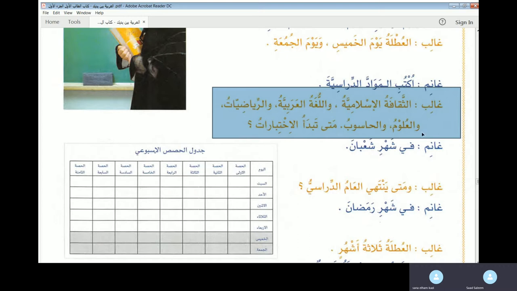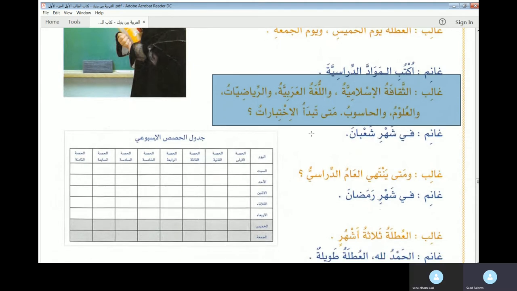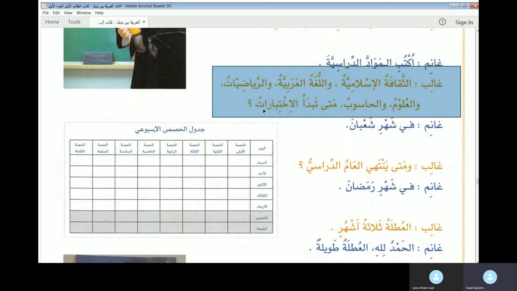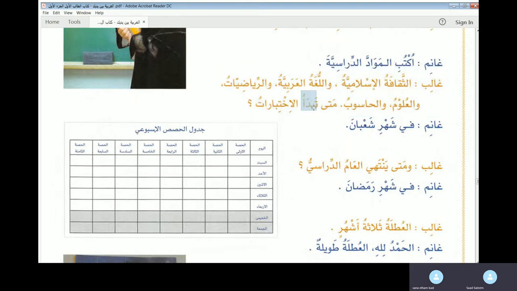And science. Science, well, hasub will be social studies, or and computer, computers. Mata tabda ikhtibarat? Mata means when. When will the exam start? Tabda means start. Start, okay. And ikhtibarat is considered feminine, that's why we added ta. If the word were masculine here, we would have used ya. So exams, right? Yes.